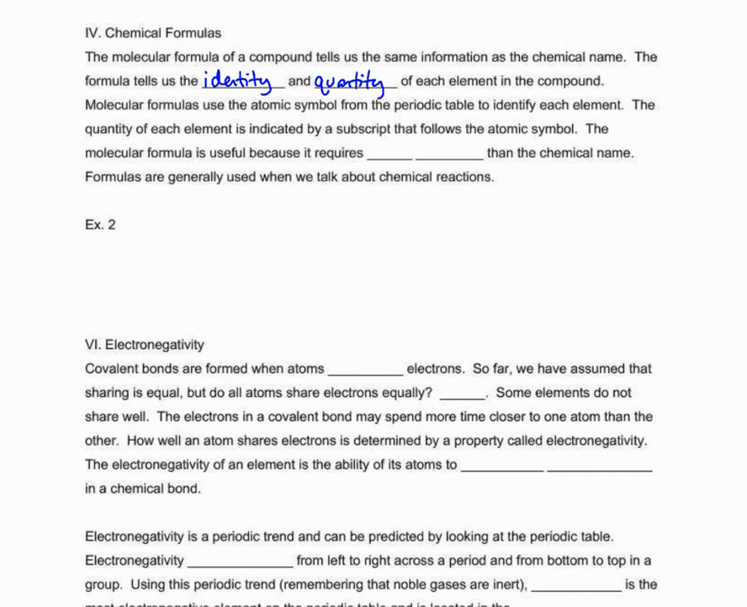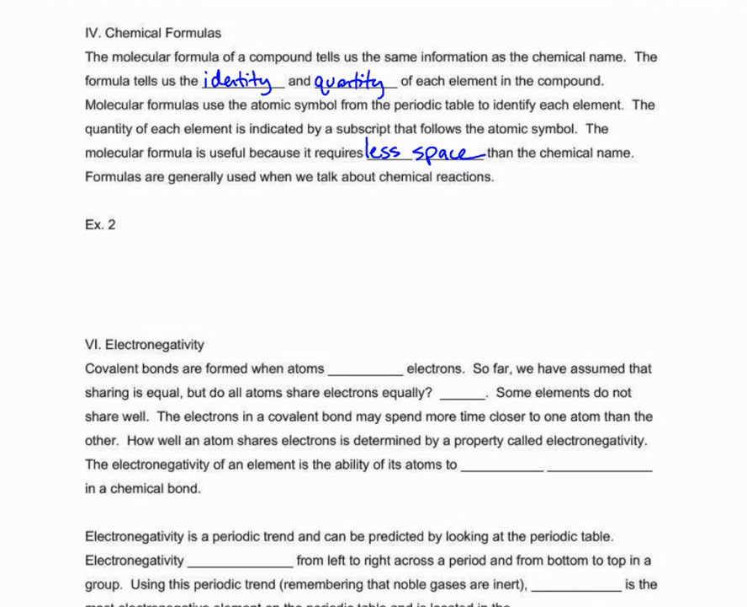So molecular formula is going to use the atomic symbol from the periodic table to identify the element. The quantity of each element is indicated by the subscript that follows the atomic symbol. The molecular formula is useful because it requires less space than the name. It's just in general easier to read. And when we talk about chemical reactions, we want to be using chemical formulas. Really don't want to be using the names because they just take up too much space.